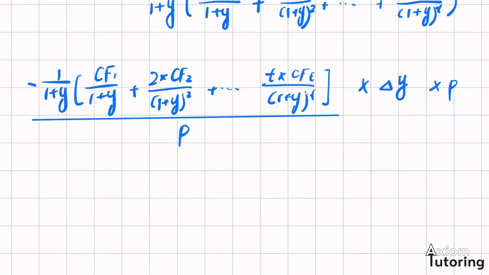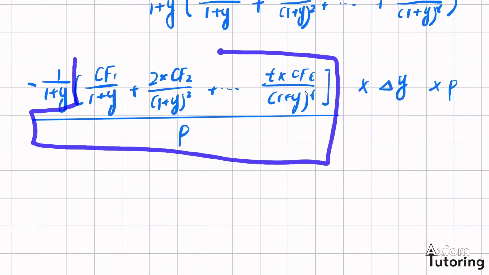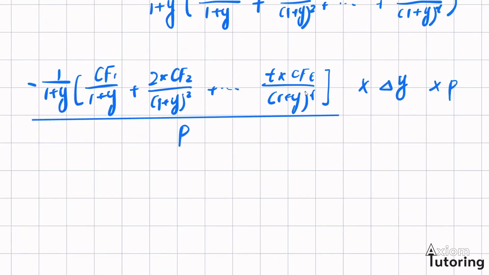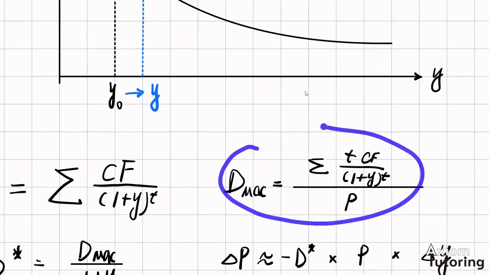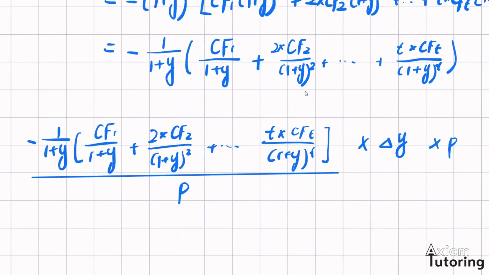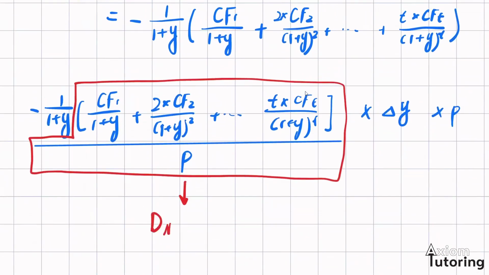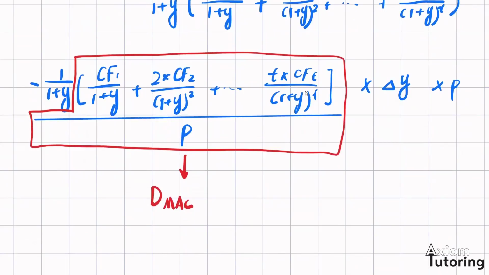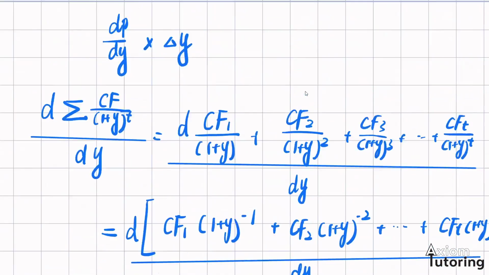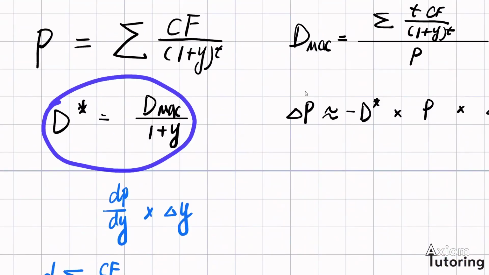So notice that this part here is exactly the Macaulay duration. I'm just going to color it in a different way. This part is the Macaulay duration, and then this Macaulay duration divided by 1 plus y, and what's that? That's exactly the modified duration here.